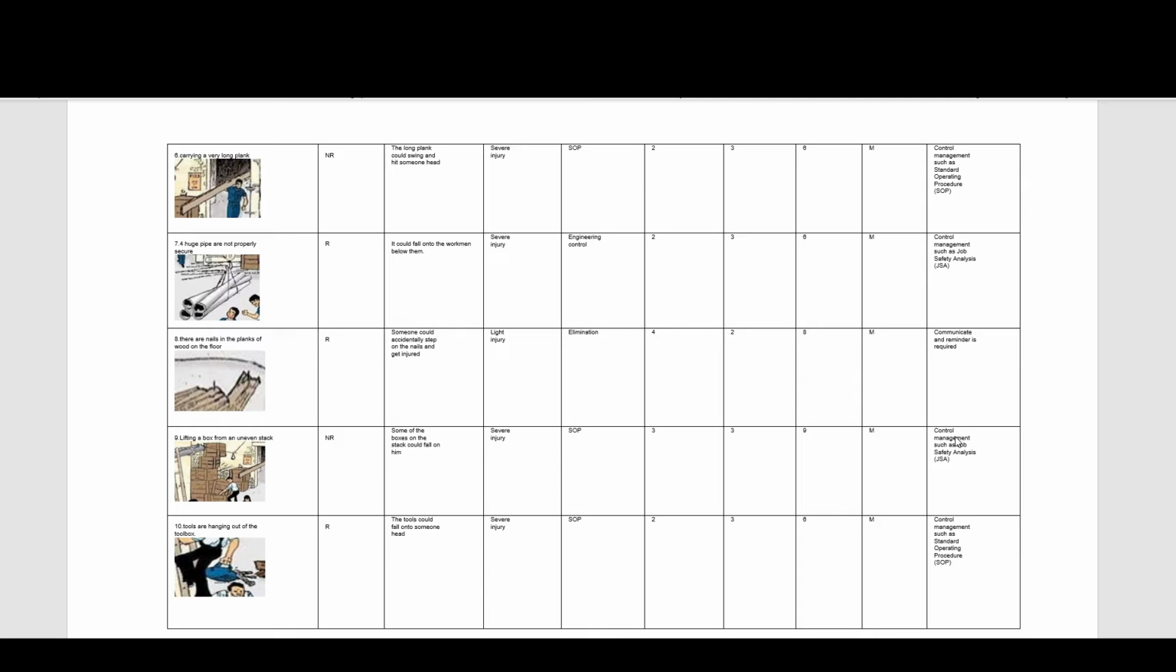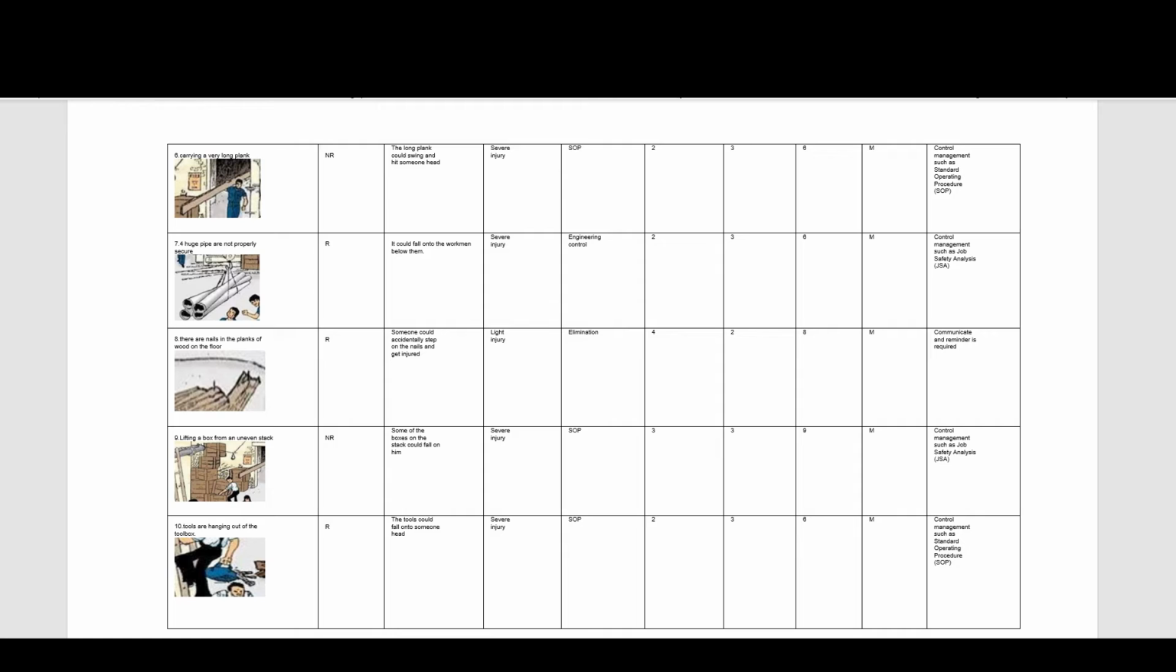And then is situation number 9, that is lifting a box from an uneven stack, and it is a non-routine activity. So the hazard is some of the boxes on the stack could fall on him, and the effect is severe injury. So the current risk control is standard operating procedure, and the probability is 3 and the severity is 3. So the score is 3 times 3 is equal to 9, and the level is M. And the recommendation for risk control is control management such as job safety analysis, JSA.